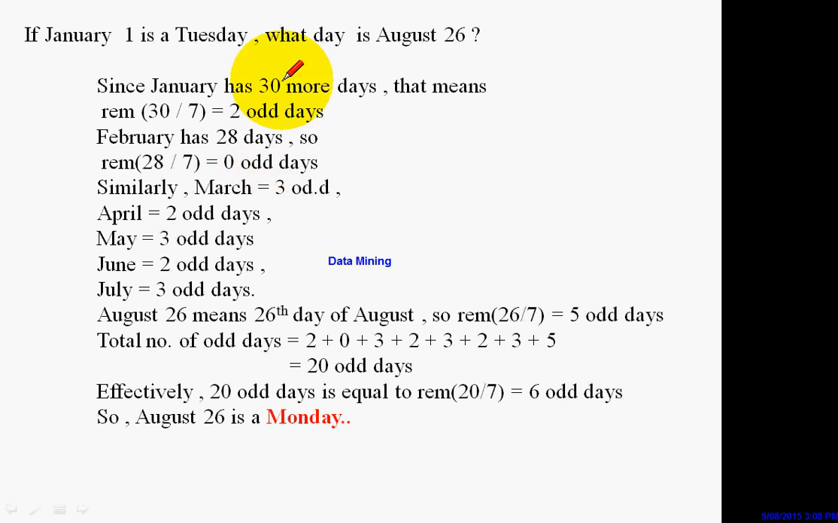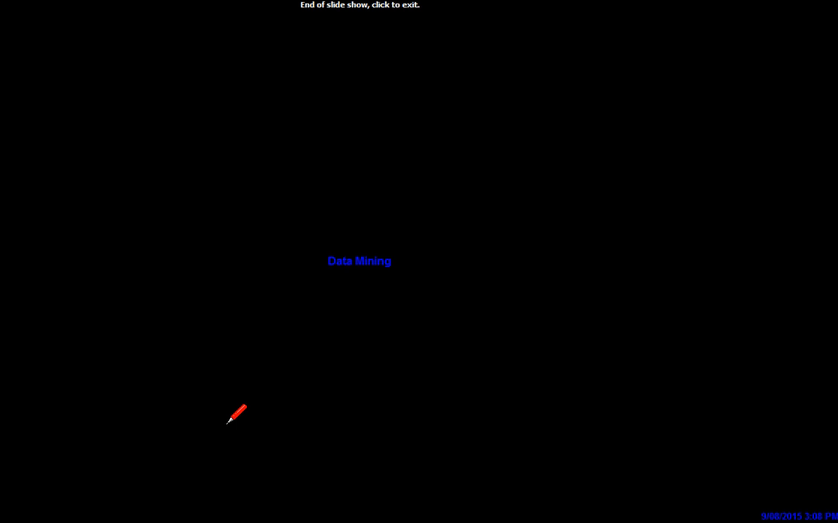Now sum up all these odd days and you will get 20 odd days. Divide the value by 7 and you will get the remainder as 6. So 20 odd days is equal to 6 odd days. So if January 1 is Tuesday, what day is August 26? August 26 is a Monday. Clear with this? That's all. Thank you.